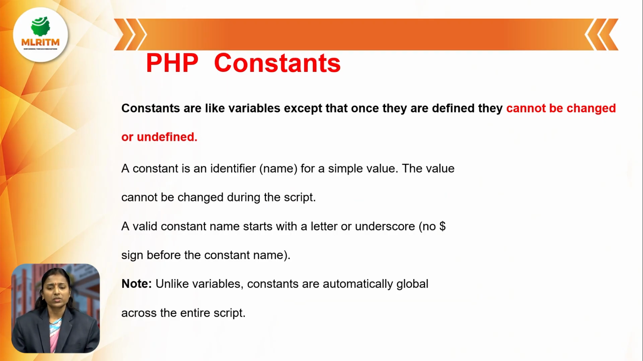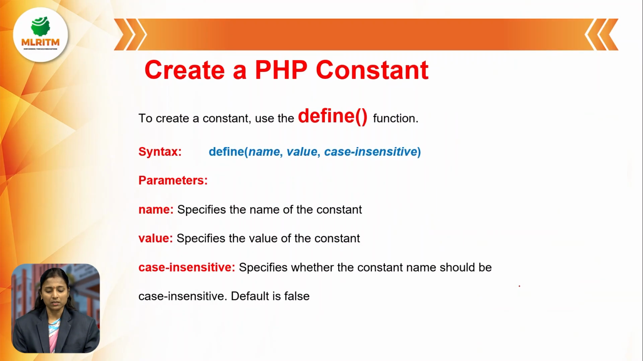Constants are like variables, except that once they are defined, they cannot be changed or undefined. A constant is an identifier for a simple value, given as a value or a name, used during the PHP script. A valid constant name starts with a letter or underscore. This is a constant.